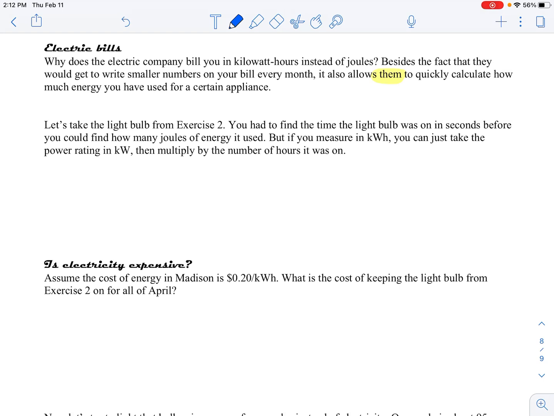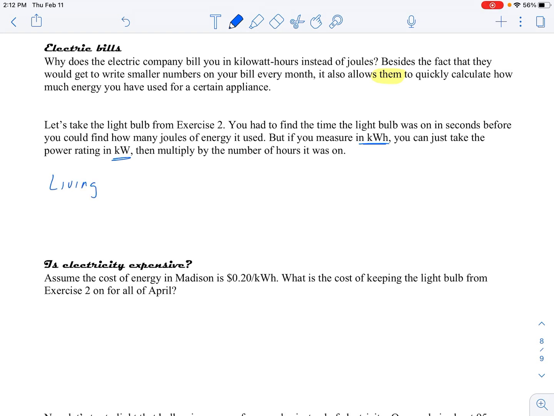Let's take the light bulb from exercise 2. You had to find the time the light bulb was on in seconds. If you measure it in kilowatt hours, you can just take the power rating in kilowatts and multiply by the number of hours it was on. So let me do one more example of this.